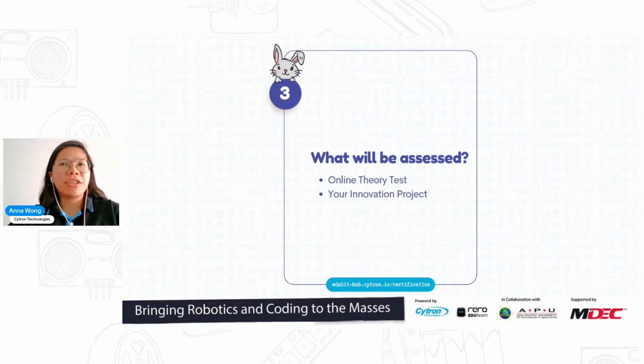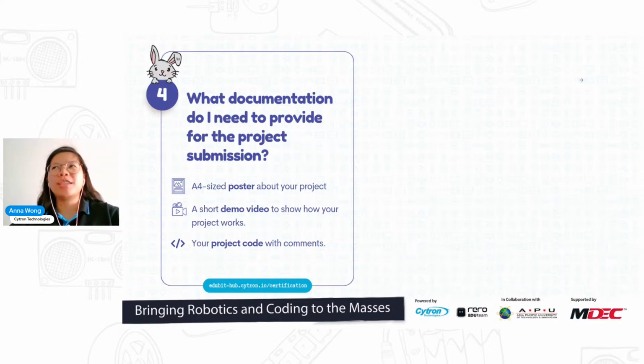Now, when we mention the innovation project, you are encouraged to build something innovative and creative to submit. And if you need inspiration on what kind of project you can do, again, there is a resource hub for you to refer to. There are three things that you need to provide for the project submission. One is an A4 size paper poster, digital one. Second one is a short demo video to show how your project works. Don't need to be long.